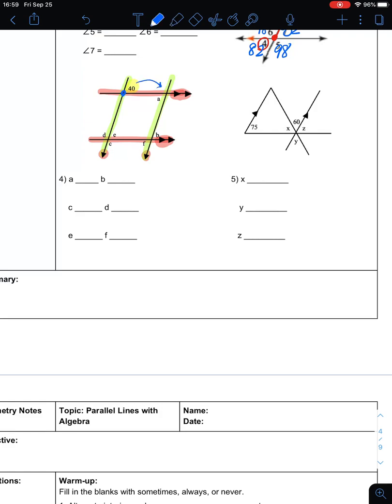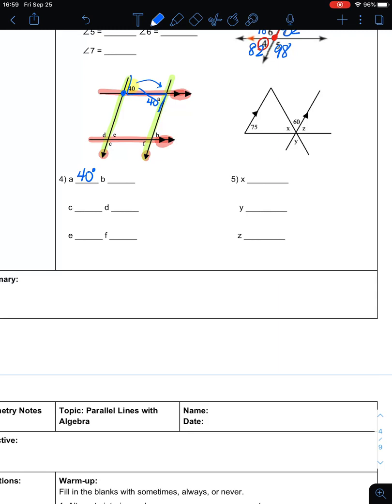So from this one vertex, I'm going to look over here between those two green lines along that red transversal. And I notice that this 40 and this A are alternate interior angles. So since those lines are parallel, I know then that angle A has to be 40 degrees.